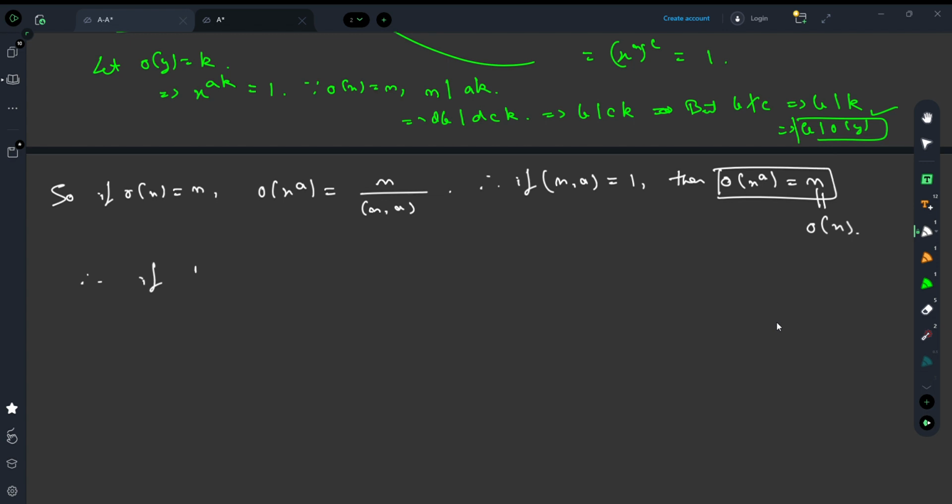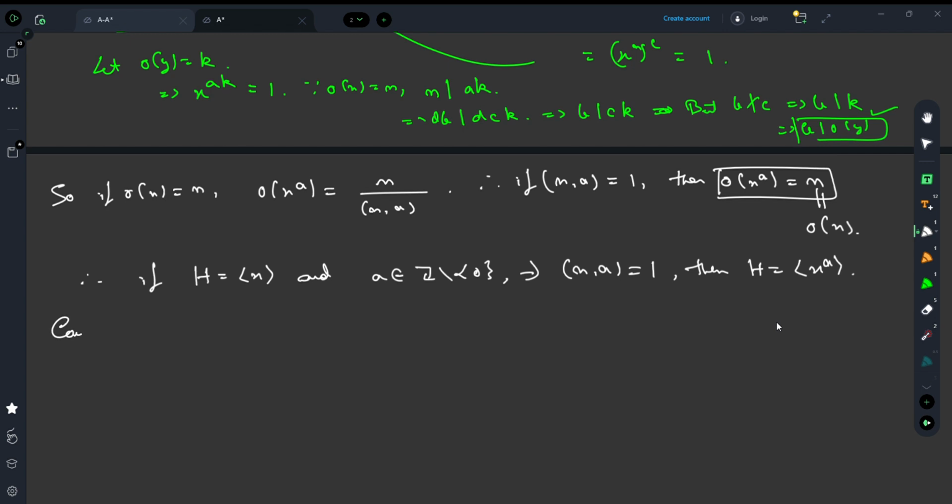Therefore, if H is the cyclic group generated by x and a is a non-zero integer such that n and a are co-prime, then H is also generated by x to the power a, right? Okay, let's now choose.